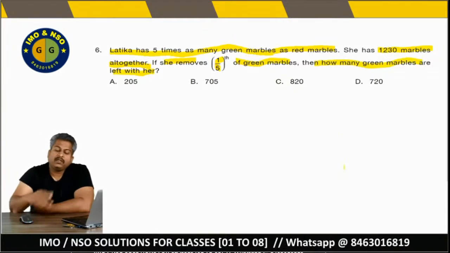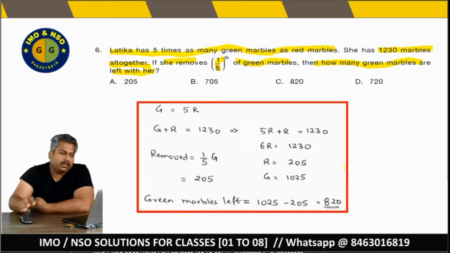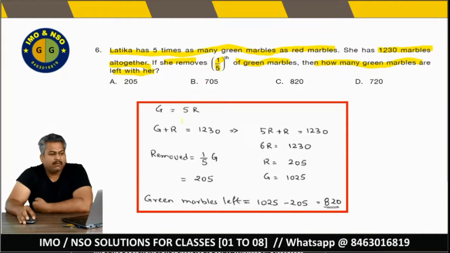So, if we see the language of the question, we can say that since Latika has 5 times as many green marbles as the red, so green marble equal to 5 times the red marble, and total green plus red was equal to 1230. So if we replace G by 5 times R, we have 5R plus R equal to 1230, and so this becomes 6R equal to 1230. So what is the value of red? It will be 205, and 5 times of 205, that are the green, that is 1025.